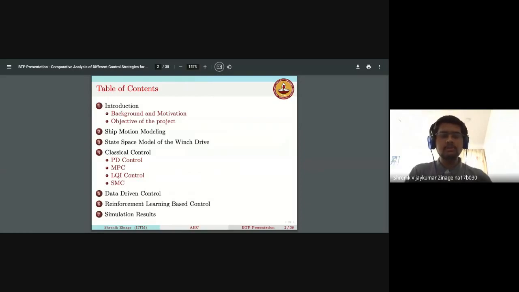The first chapter is the introduction, which includes the background and motivation and the objective of the project. Second is the ship motion modeling. Third is the dynamic model of the winch. The fourth is the classical controllers that I tried to implement. The fifth is data-driven control. Sixth is RL-based control, and finally the results.